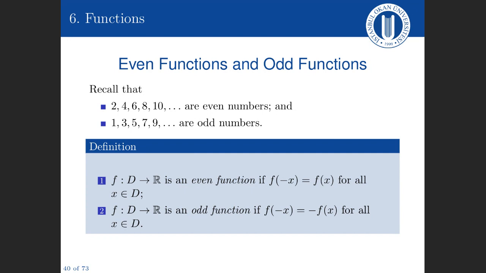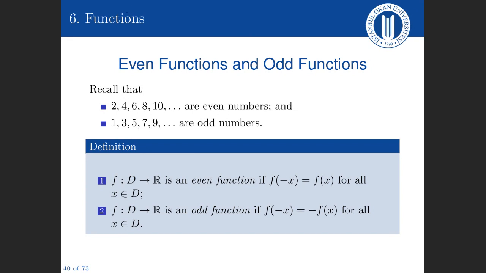Okay, the first thing to remember is even numbers and odd numbers. Even numbers are numbers 2, 4, 6, 8, 10, etc. And odd numbers are 1, 3, 5, 7, 9, etc.